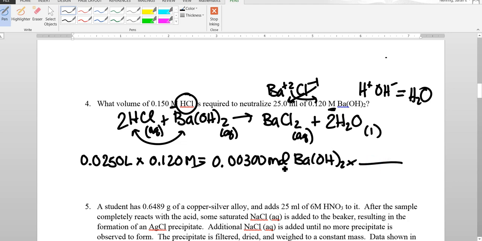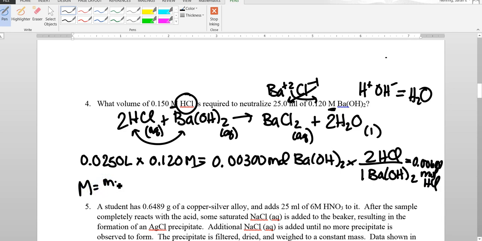And then I'm trying to find something about HCl, so I'm going to use my mole ratio. So first step, find moles. Second step, use your mole ratio. So for every 1 barium hydroxide, I need 2 HCl's. So if I stop and solve there, I find I have 0.00600 moles HCl. And then I want to find volume.